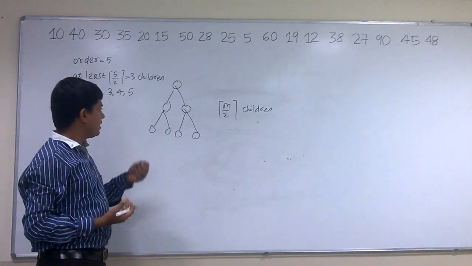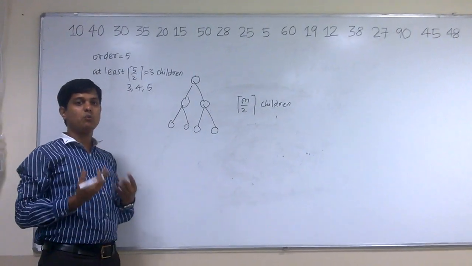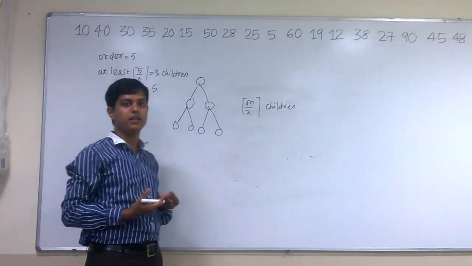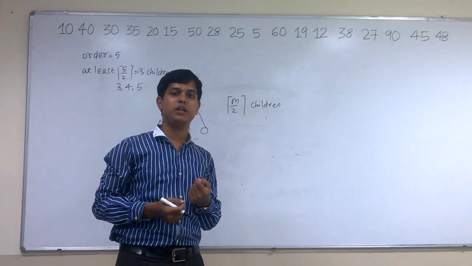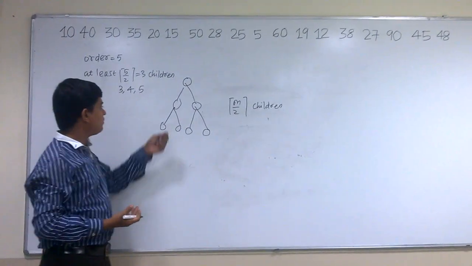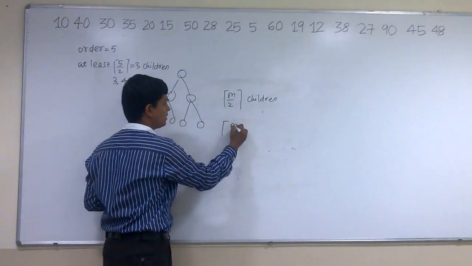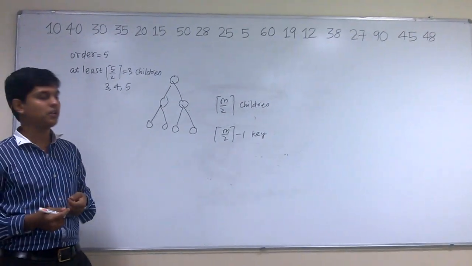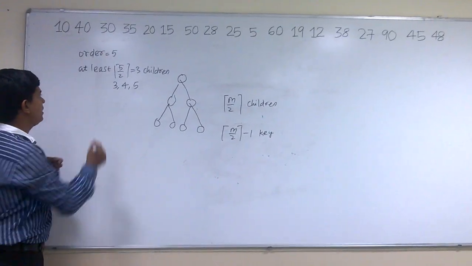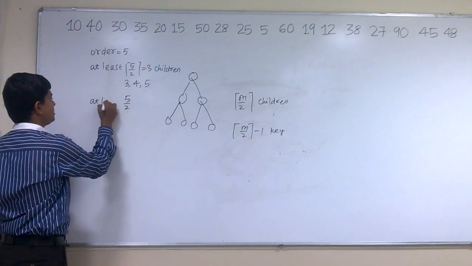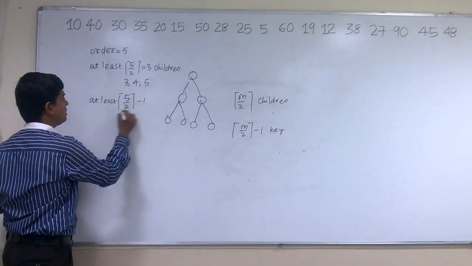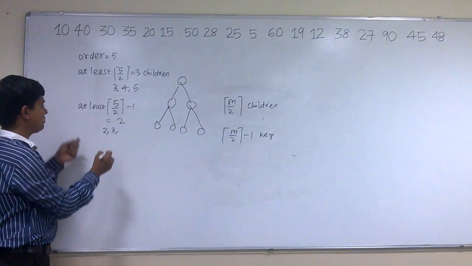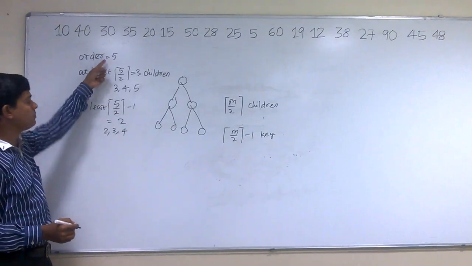Now the third property says how many keys a particular node contains. For example, in a binary tree, each node contains only one element. But in a B tree, a node may contain more than one element. There must be at least ceiling of m by 2 minus 1 key values. For example, for order 5, it is at least ceiling of 5 by 2 minus 1, that is 3 minus 1, which is 2. So it contains 2, or it may be 3, or it may be 4. The maximum capacity is the order minus 1.